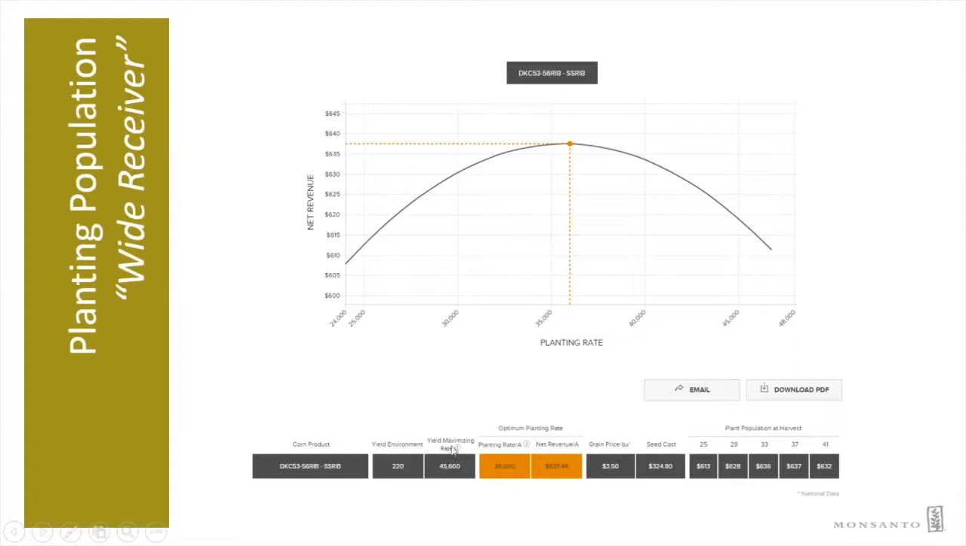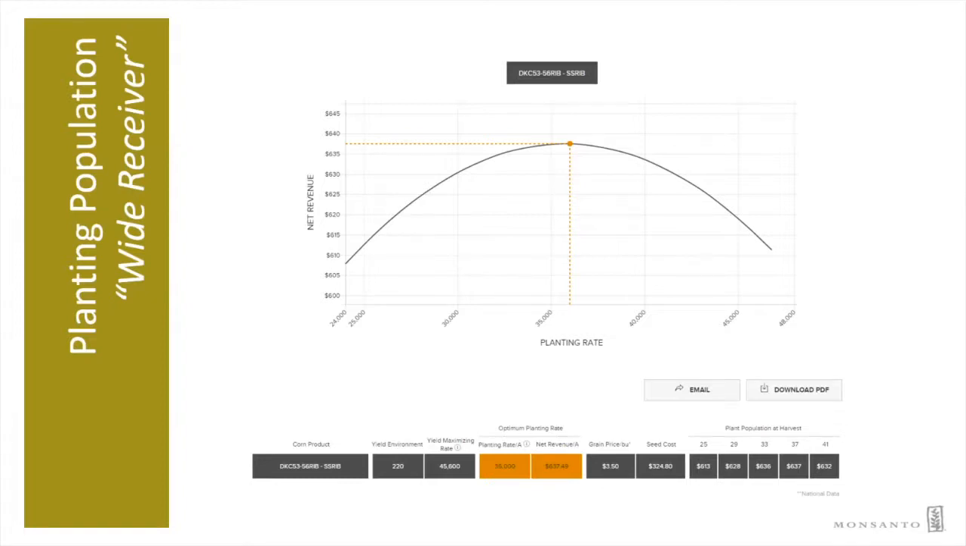They also give you a yield maximizing rate as well, and that's where this yield curve peaks out, wherever that number ends up being. You can see here 45,600 seeds is your yield maximizing rate. But if you plug that number into your draft sheet, you'll see a very high cost for your seed with that kind of planting rate, or planting population rate, I should say.